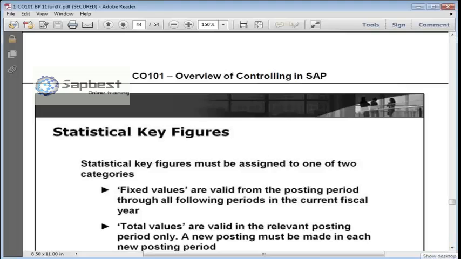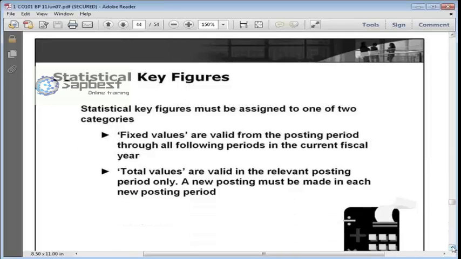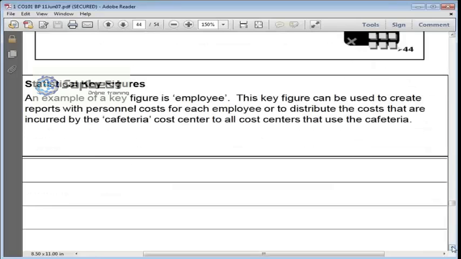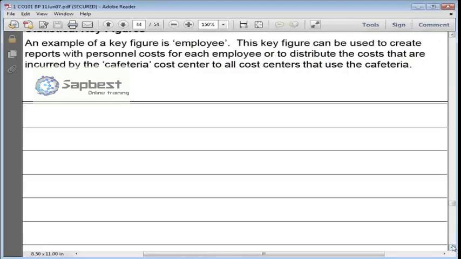Statistical key figures may be assigned to one of two types. There is a fixed value, valid for the posting period through all the following periods, and there is a total value. Total values are valid in the relevant posting period only, and a new posting must be made in each new period. An example of a statistical key figure is an employee: how many employees I have, how many hours. The exact hours would be in your SKFs. Key figures are used to create reporting of the personnel cost for each employee and to distribute the costs incurred by the cafeteria cost center or other cost elements.